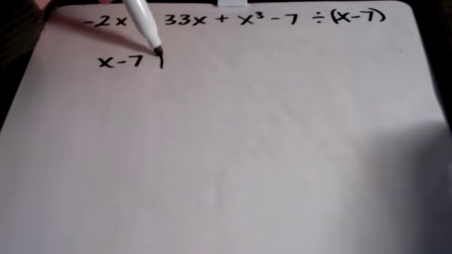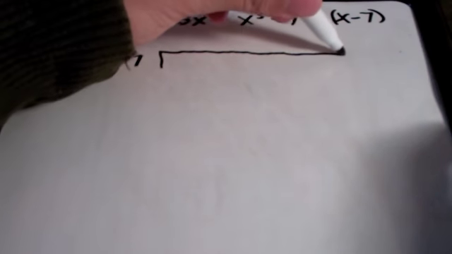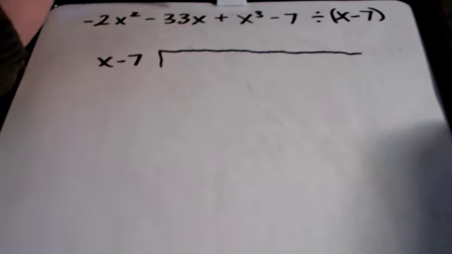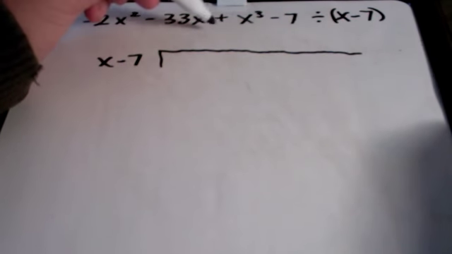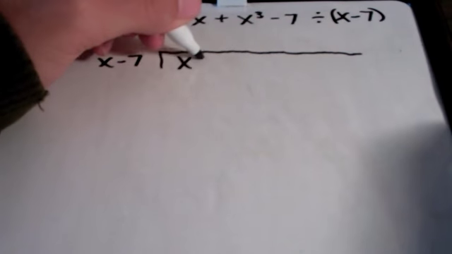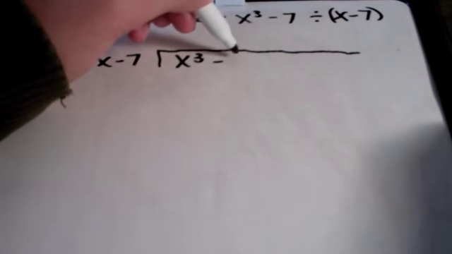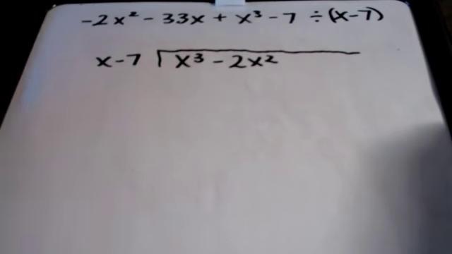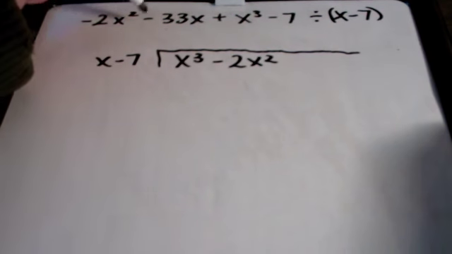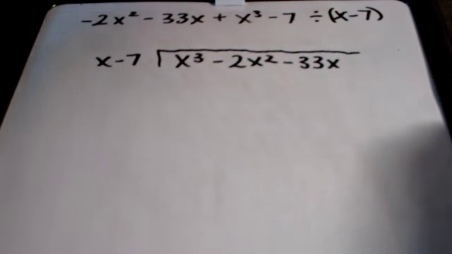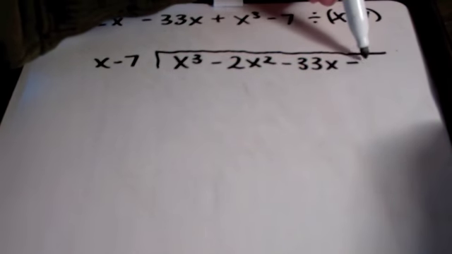Then we draw our house. And we put the dividend in standard form and write it into the house. So our greatest power here is x cubed, so we'll put that in the front, and this is positive x cubed. Then we have our x squared, which is going to be minus 2x squared. We have minus 33x next. And we have a minus 7 on the end.